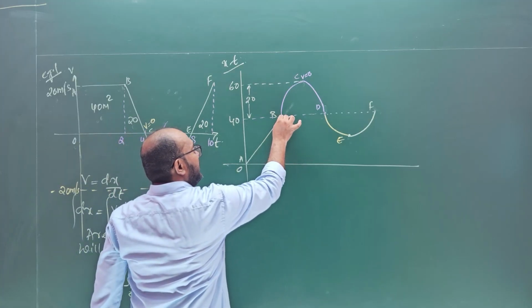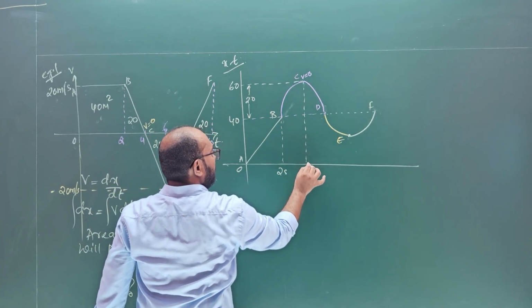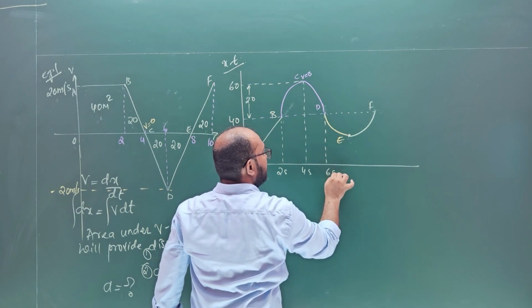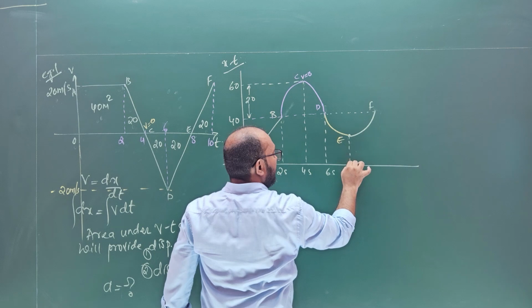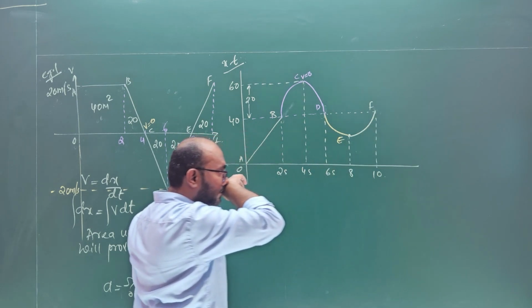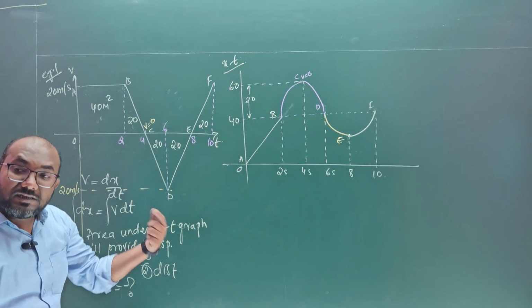So this is happening for 2 seconds. This one happened for 4 seconds. This one is happening for 6 seconds. This one is 8 and this one is your 10th second. Yes or no? So this is the representation of the displacement.